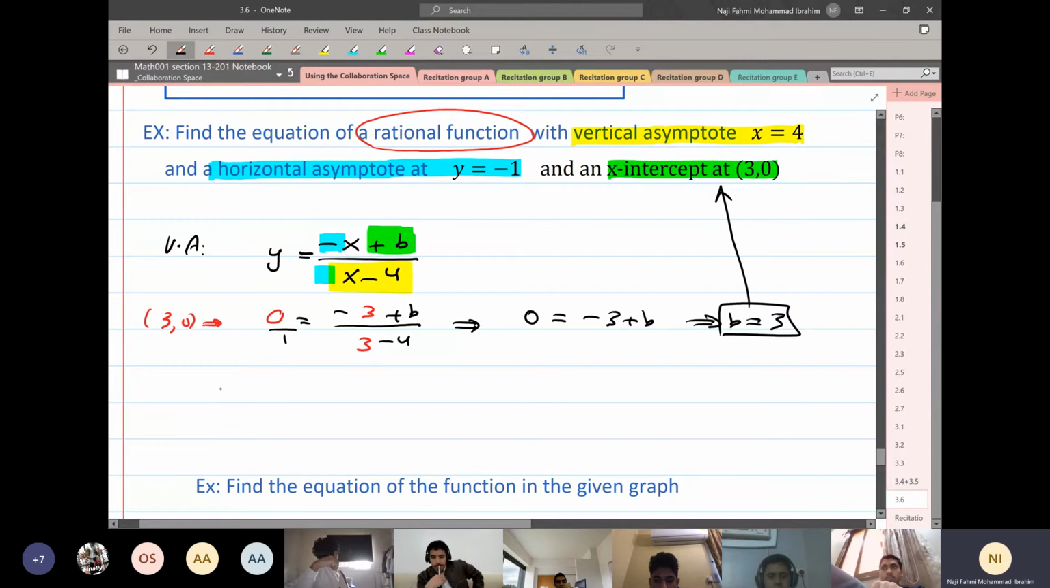So what's my function now? I will say y will equal to what? -x plus 3 all over x minus 4. And this is our answer.